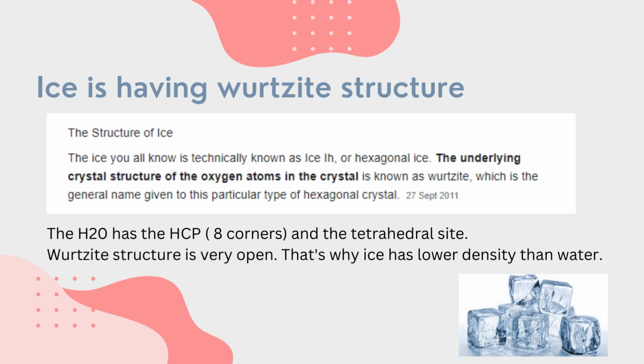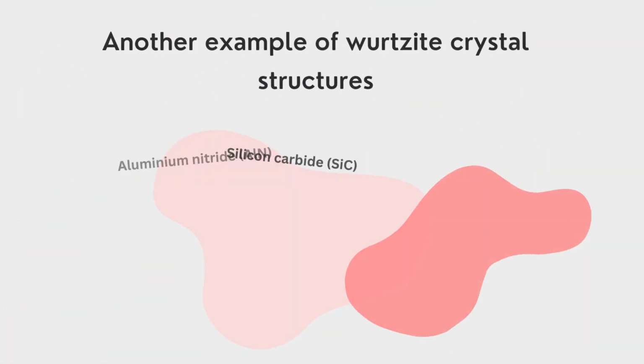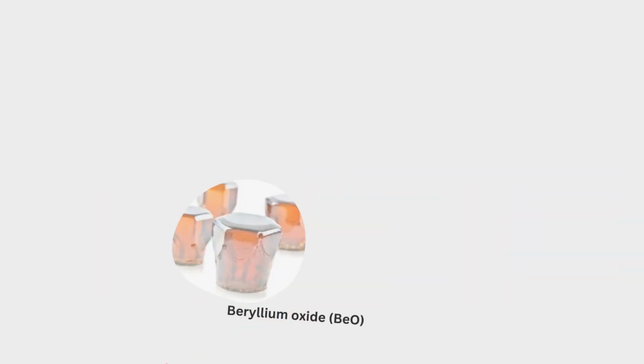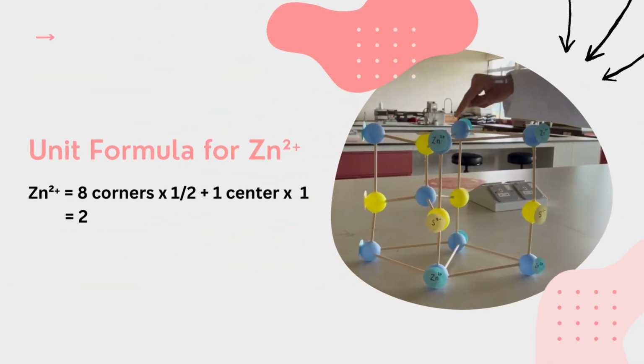So, the H2O has the HCP, with 8 atoms at the corners, and it occupies the tetrahedral sites. The Wurtzite structure is very open. That's why ice has lower density than water. Other than ice, there are also other examples of Wurtzite crystal structure, which are silicon carbide, beryllium oxide, and also aluminium nitride.